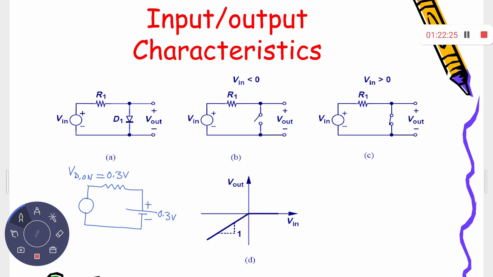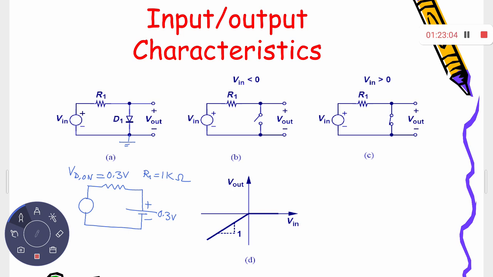So now you have to calculate. R1 has to be given. If I have some numerical value for VD on, in order to complete the calculation, you require the value of R1 as well, right? Suppose R1 is equal to 1 kilo ohm. Say for example, R1 is equal to 1 kilo ohm. This is grounded. Remember, this is grounded.